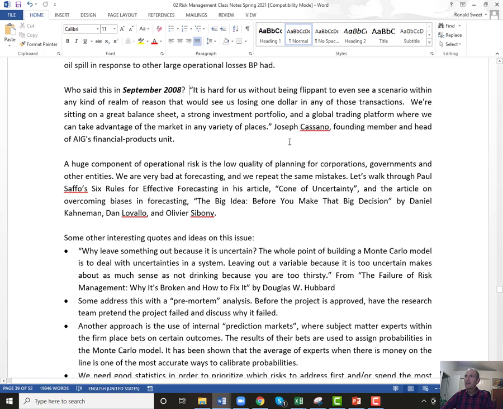Who said this? And I gave you the answer down here, but in September 2008, this guy, Joseph Cassano, said, it is hard for us without being flippant to even see a scenario with any kind of realm of reason that would see us losing $1 in any of those transactions. We're sitting on a great balance sheet, a strong investment portfolio, and a global trading platform where we can take advantage of the market in a variety of places. He said that in September 2008, just a few weeks before AIG went under.